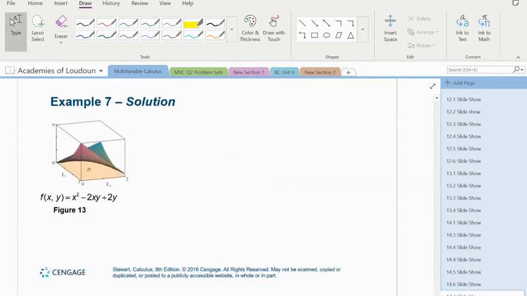So in step 3, we compare these values with the value f(1, 1) equals 1 at the critical point. Then we can conclude that the absolute maximum value of f on D is f(3, 0) equals 9, and the absolute minimum value is f(0, 0), which is 0. Figure 13 shows the graph of f(x, y).